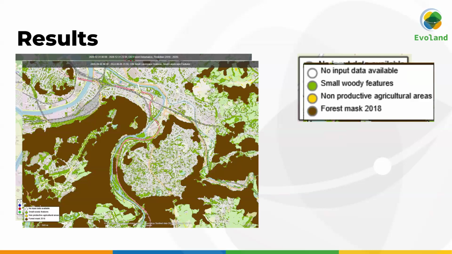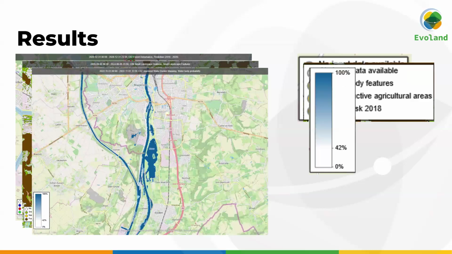This is an example of C6, which is mapping of small landscape features. And we do this at a 5-meter resolution. And afterwards, by comparing mapping of different dates with each other, we can also analyze a bit of the change of those small landscape features. This is an example of C7, which is improved water bodies mapping and the probability of how likely it is to find water in those locations.